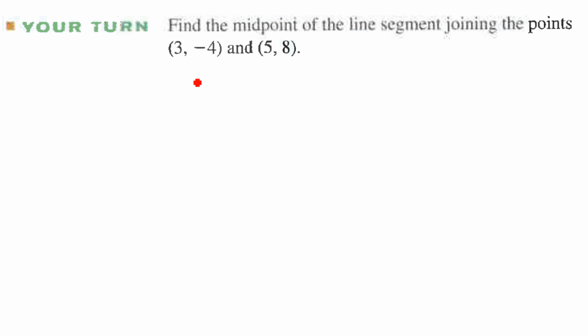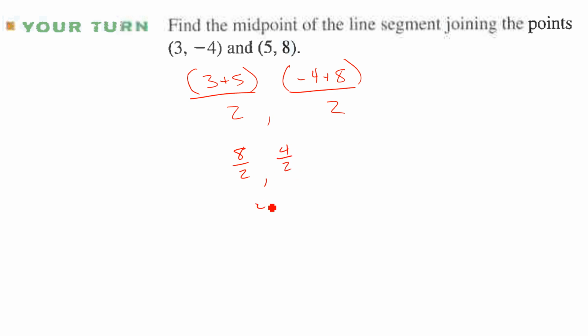All right, so the midpoint would be 3 plus 5 over 2, comma, negative 4 plus 8 over 2. This is 8 over 2, comma, 4 over 2, so 4, comma, 2 is your midpoint.